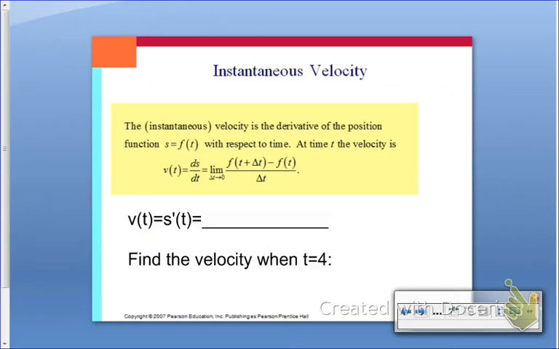Instantaneous velocity is the derivative of the position function. Now we have to keep straight what's what. Position derivative is instantaneous velocity. Average velocity, again, is just taking your secant slope idea, F of B minus F of A over B minus A. Instantaneous is the derivative.